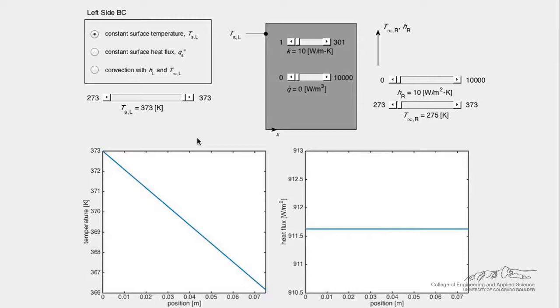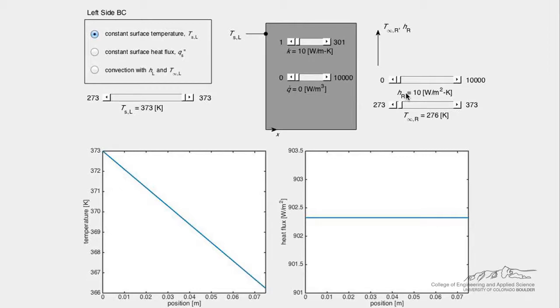This demo solves the heat equation in a one-dimensional plane wall under steady-state conditions. The boundary condition on the right-hand side of the wall is a convection boundary condition with an ambient fluid temperature of T sub infinity R and a heat transfer coefficient of H sub R.